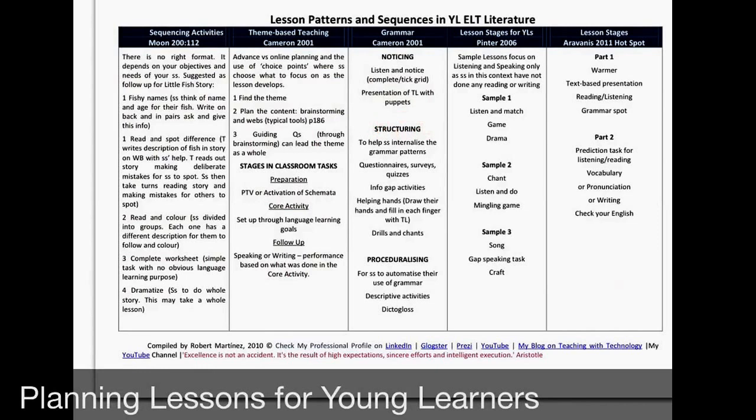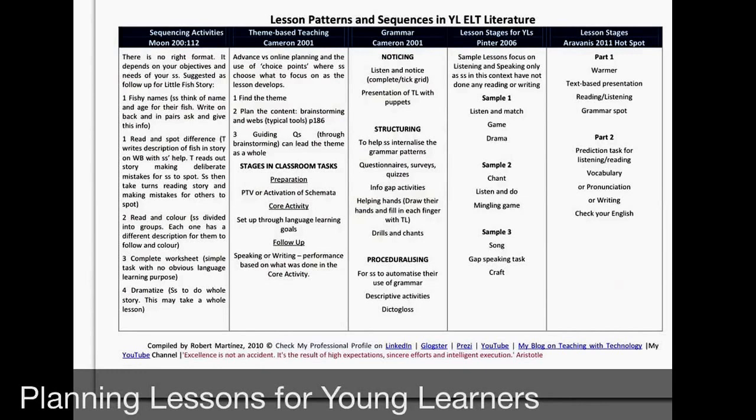Then structuring, so helping students to internalize the grammar patterns through questionnaires, surveys, quizzes, and information-gap activities. Helping hands, so they draw their hands and fill in each finger with target language. There are drills and chants. Remember, again, the kind of writing they do is at their level, so they wouldn't be writing an email or a letter, not really, if they're very young, because it would be beyond their ability.